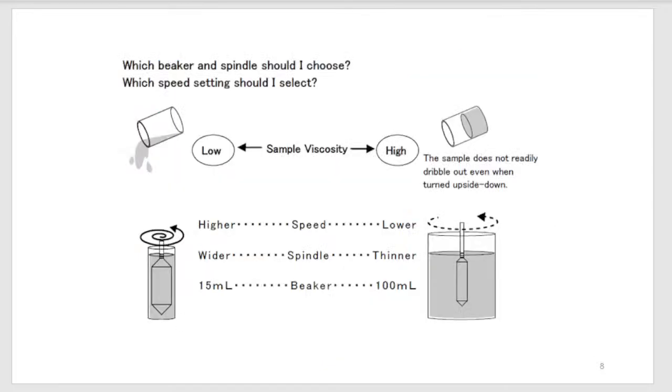You have the one to the left, which is a 50 milliliter container, and the one to the right, which is 100. So depending on the viscosity of your adhesive, if you have a higher viscosity, then you want to use the larger container, the 100 milliliter container. If you have low viscosity, then you want to use the small container, the 50 milliliter container.